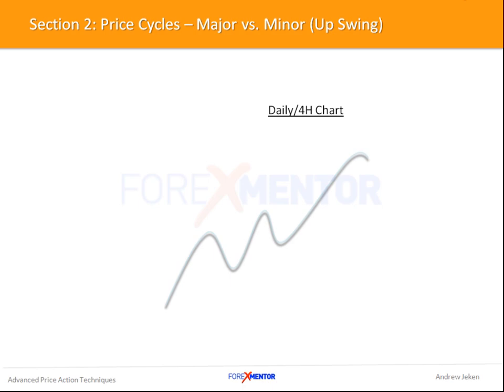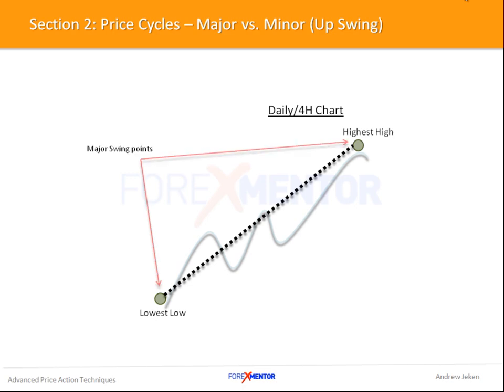So let's have a look at price cycles, major versus minor cycles. And in this example, we're going to use an upswing. So first things first, what you want to do is identify the lowest low and the highest high. Take note that I've made a note of a daily or 4-hour chart over here. This is very, very important. Higher time frames carry the most weight. These are our major swing points.